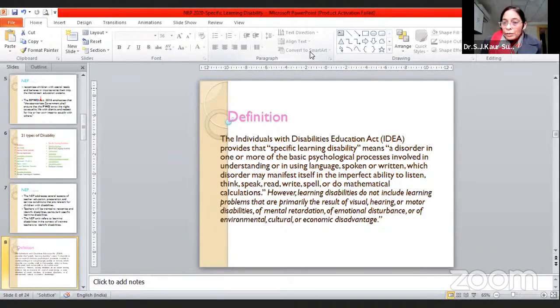Second, it says you cannot say, for example, if a child is not able to copy from the blackboard, right? So first we have to see, maybe the child is having low vision, weak eyesight. So first we have to rule this out. If the child is not able to write because of the low vision, because of the weak eyesight, then we can't say that the child is learning disabled.